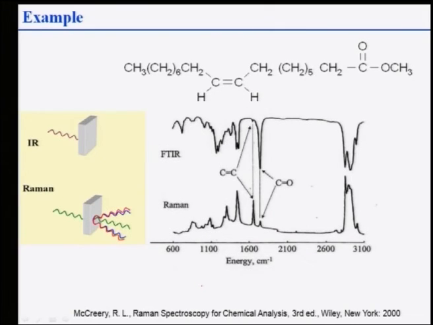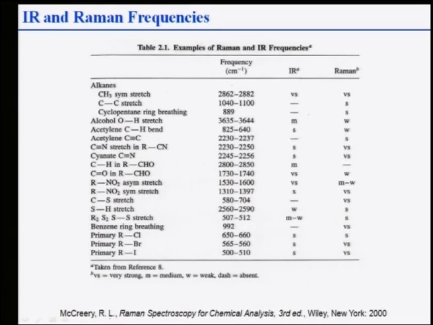So this is again shown here, this is IR, this is Raman. I can see that CO is the same, but CC is highly increased for Raman, and we can get other peaks also which are very similar in the case of this molecule. This again is obtained from McCreery's book.